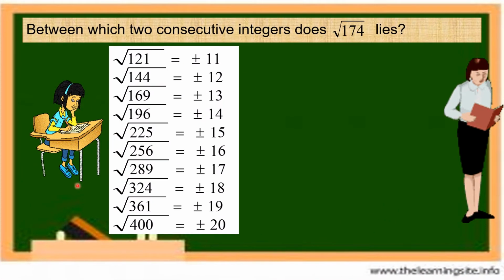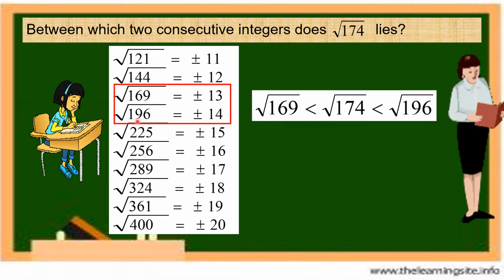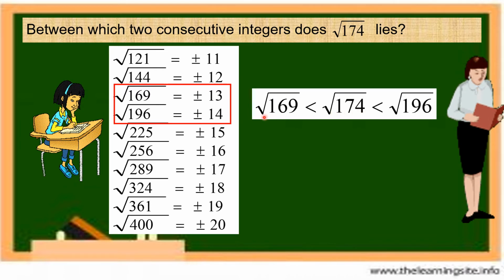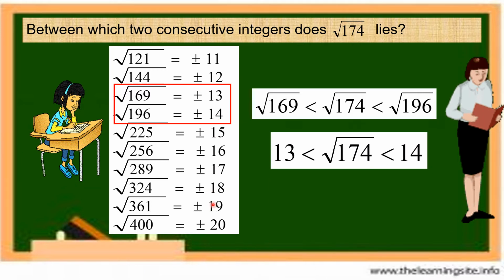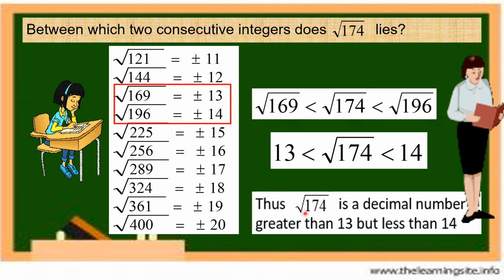We need to determine between which two consecutive integers the square root of 174 lies. So we have 174. It is in between square root of 169 and square root of 196. What is the square root of 169? The answer is 13. How about the square root of 196? The answer is 14. Therefore, the square root of 174 is a decimal number greater than 13 but less than 14.